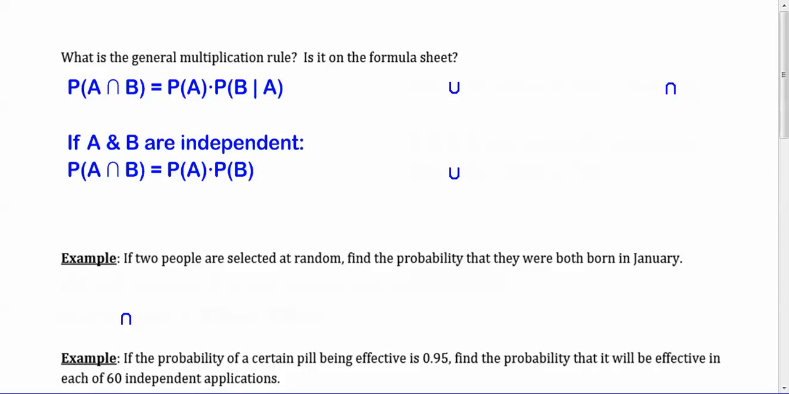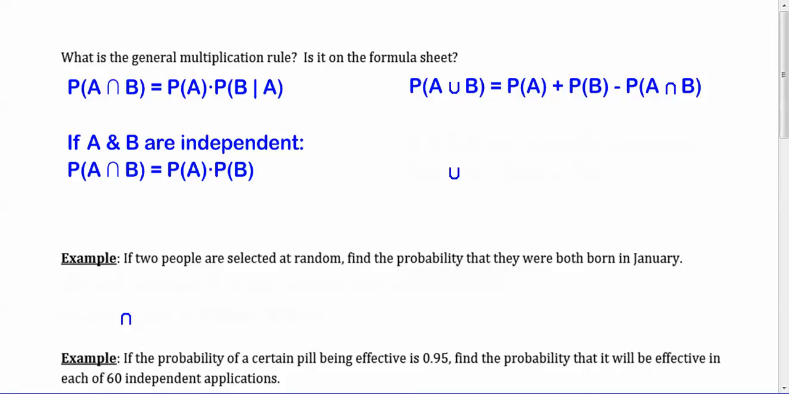Don't forget, the other rule that's on your formula sheet that you need to know is the addition rule, which looks like this, which we've used before. The probability of A or B is equal to the probability of A plus the probability of B minus the probability of A and B. Remember, that's just saying it's a probability of A plus a probability of B minus those things that just got double counted when you added A and B together.